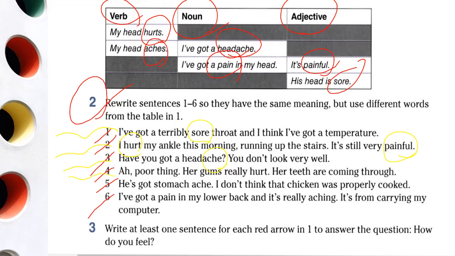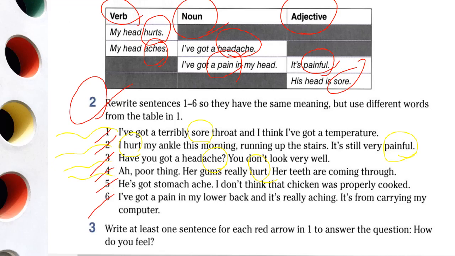Let's move to number 4. Ah, poor thing, her gums really hurt. Her teeth are coming through. Okay, so where are the words which express pain in this sentence? We have the word hurt. So we can say, she has got a pain in her gums. For example, she has got a pain in her gums.